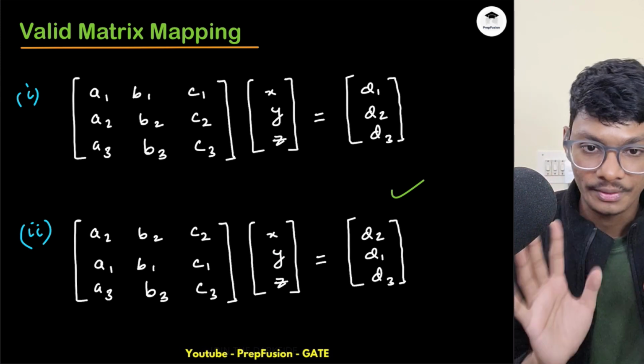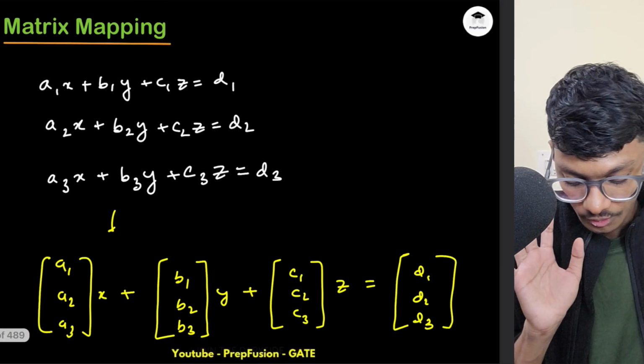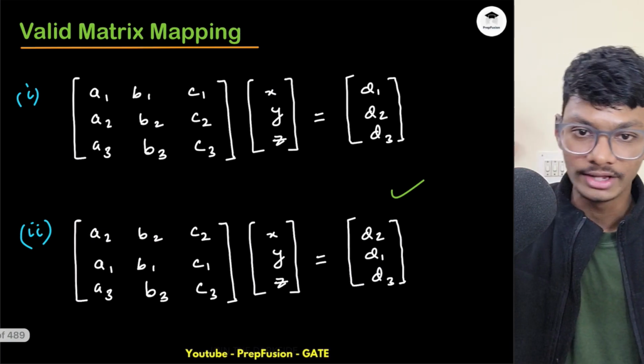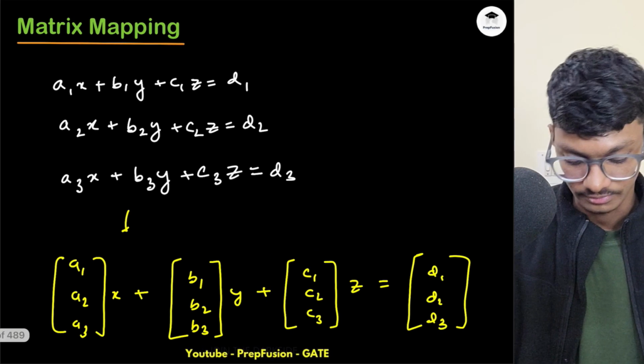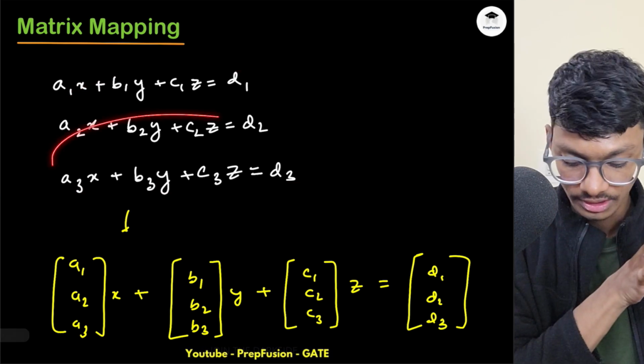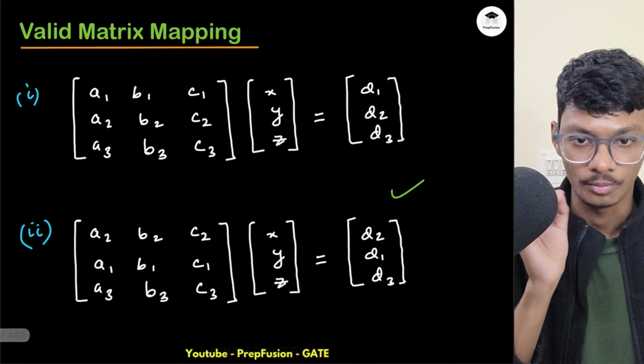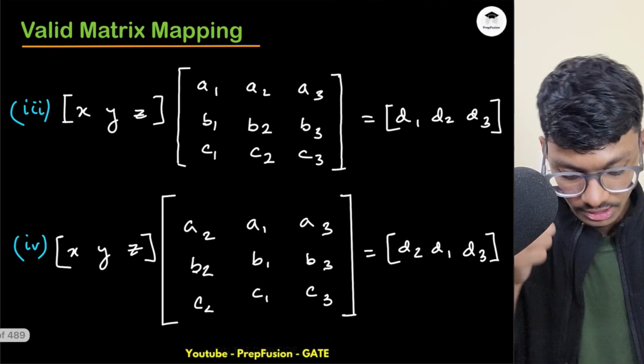Whatever operation you do, the final equation should be the same. That's a simple funda. You do any operation, but the final equation should remain the same. We should get back our equation. If you are not getting back our equation from any of this matrix mapping or operation, then we have done something wrong. Simple funda is this.